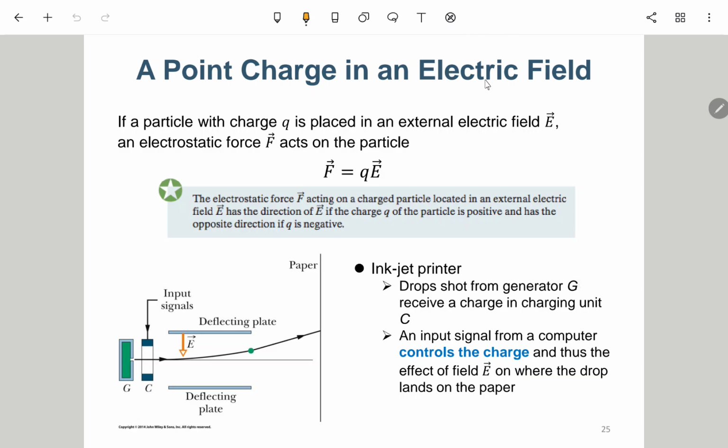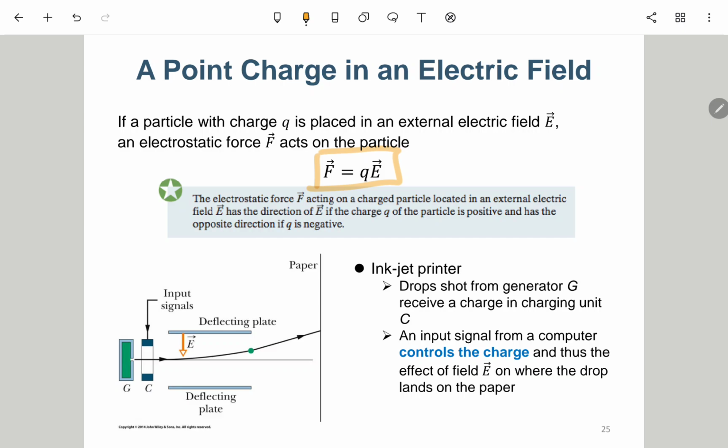Okay, so here we have a slide about a point charge in an electric field. If a particle with charge Q is placed in an external electric field E, an electrostatic force F acts on the particle. So we have F equals QE. This is nothing but the definition of the E field at the very beginning of this chapter.